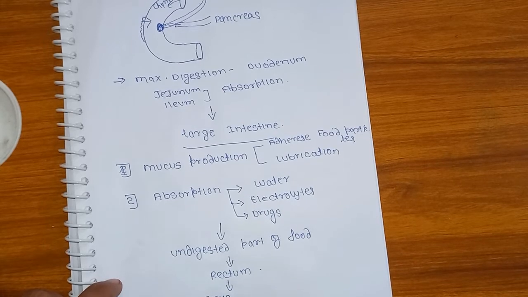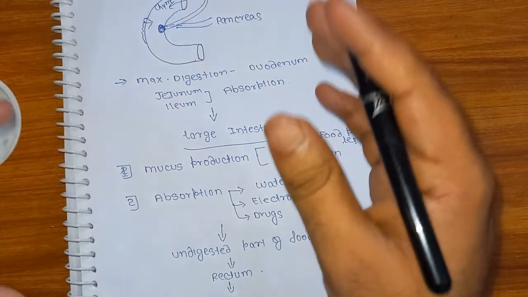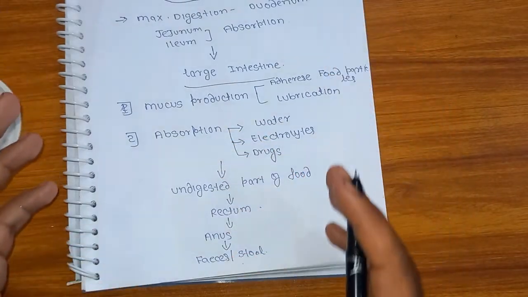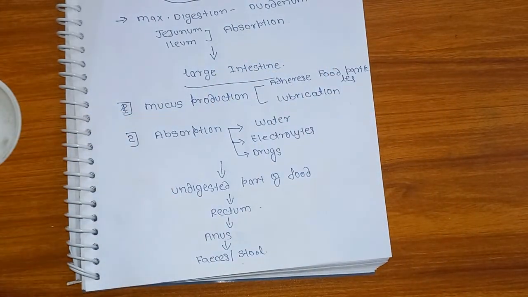Then it is removed in the form of feces or stool. So this was a brief idea of how food enters the mouth, then the esophagus, then the stomach, then the small intestine and large intestine, and is finally removed through the anus.